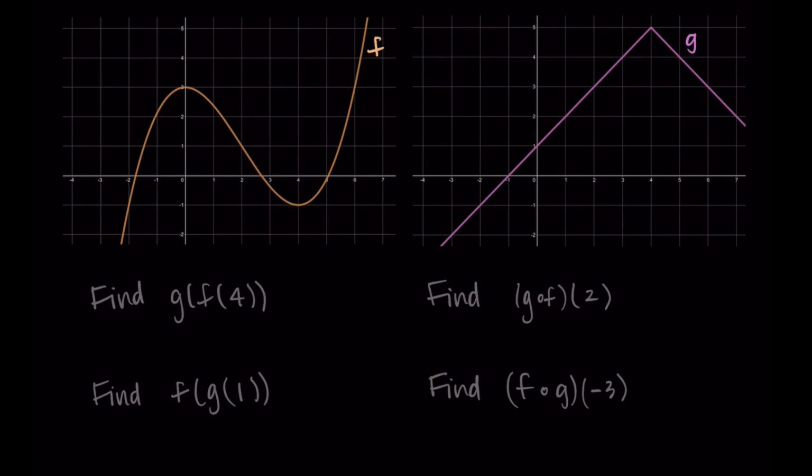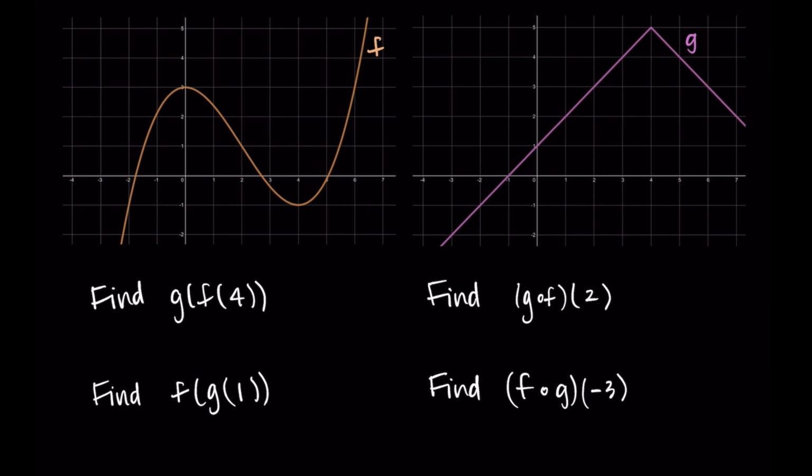So let me provide you the questions I'm going to ask, and we'll work through them one at a time. We're going to find g of f of 4, we're going to find f of g of 1, we're going to find g composed with f of 2, and we're going to find f composed with g of -3. If you'd like, you can pause now and try these out on your own, but I'm going to go ahead and work through these.